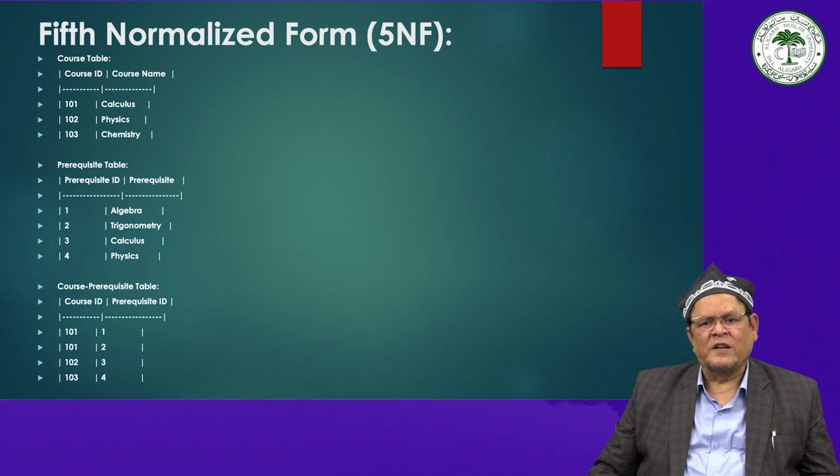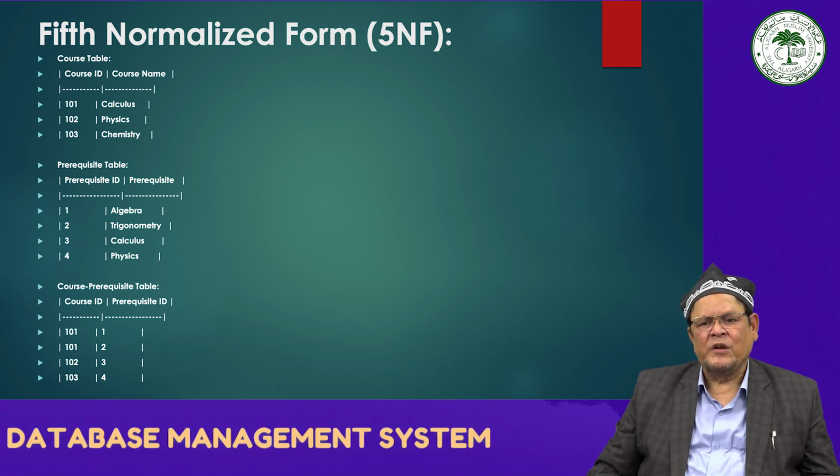The course table contains course ID and course name, and the prerequisite table contains prerequisite ID and prerequisite name, and the course prerequisite table holds the relationship between course and prerequisites. Each table satisfies fifth NF, ensuring that no non-trivial join dependency exists.